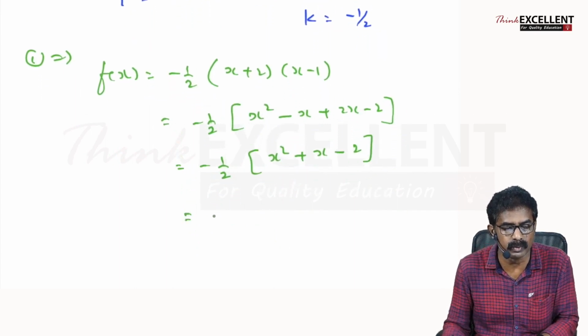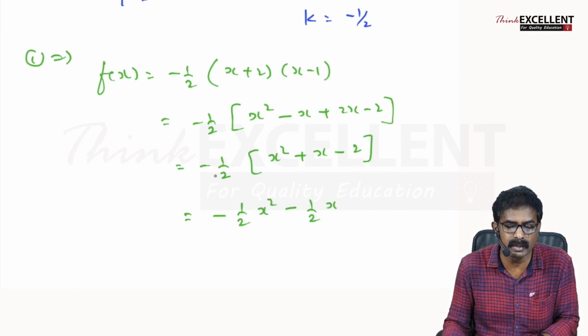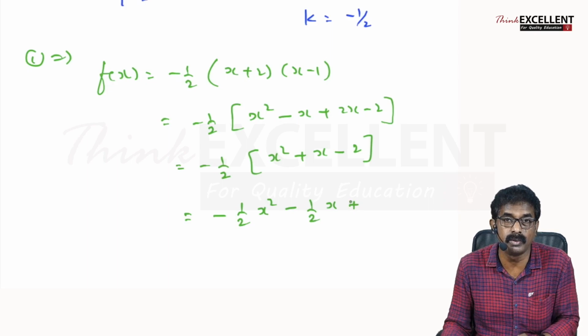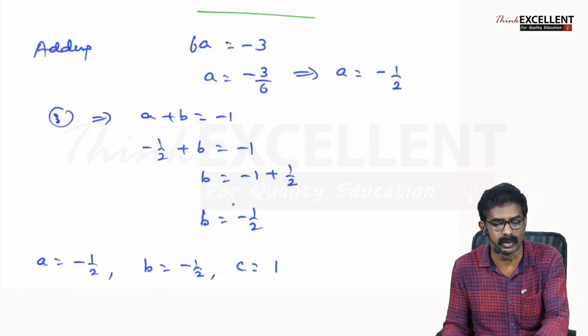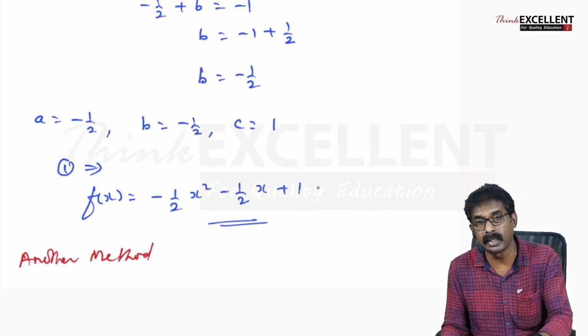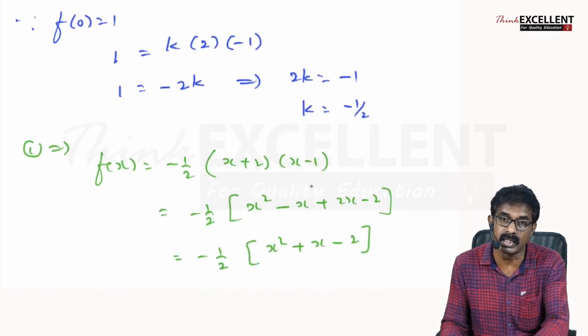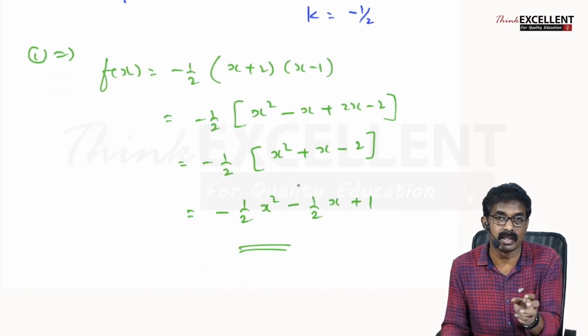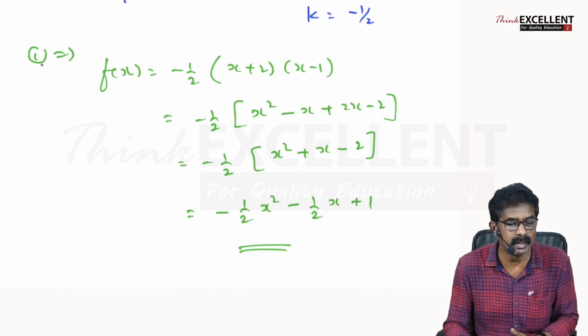Minus 1 by 2 into x square, so minus 1 by 2 x square, minus 1 by 2x. Next, minus into minus is plus, 1 by 2 into 2, the 2s get cancelled, 1. Okay, this is the answer we already got here also, right? So the same answer can be done in different ways. For the examination, you see the situation. If the values on the right side are zeros, you can use this method also.